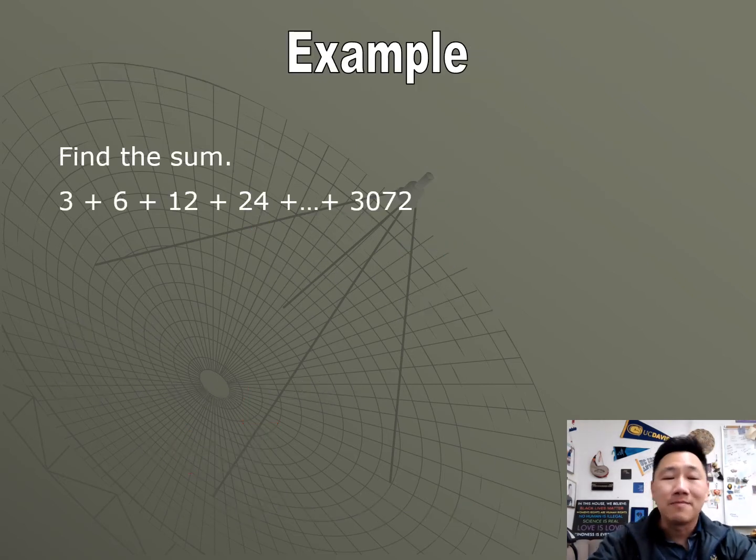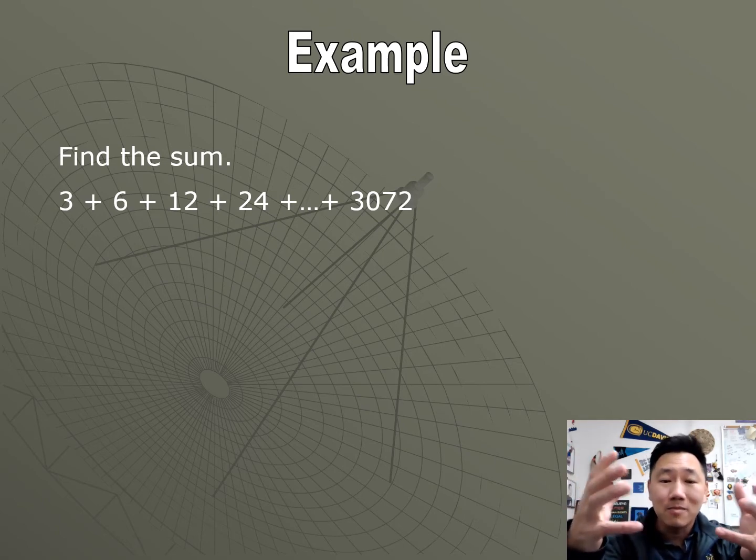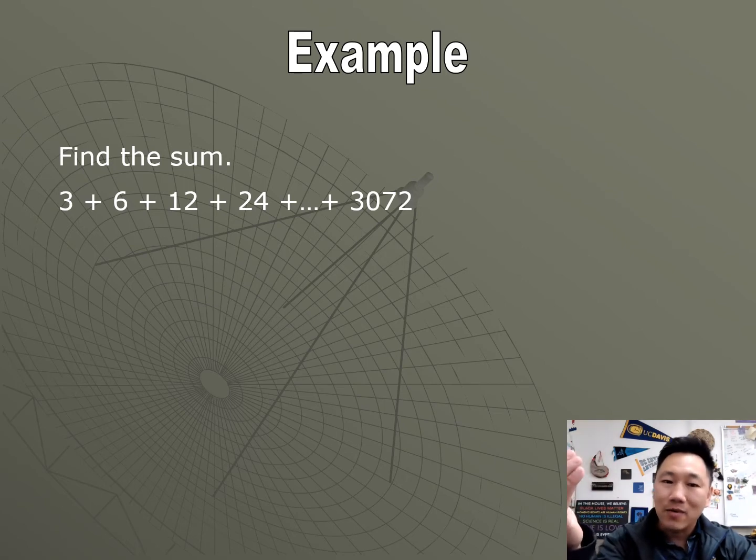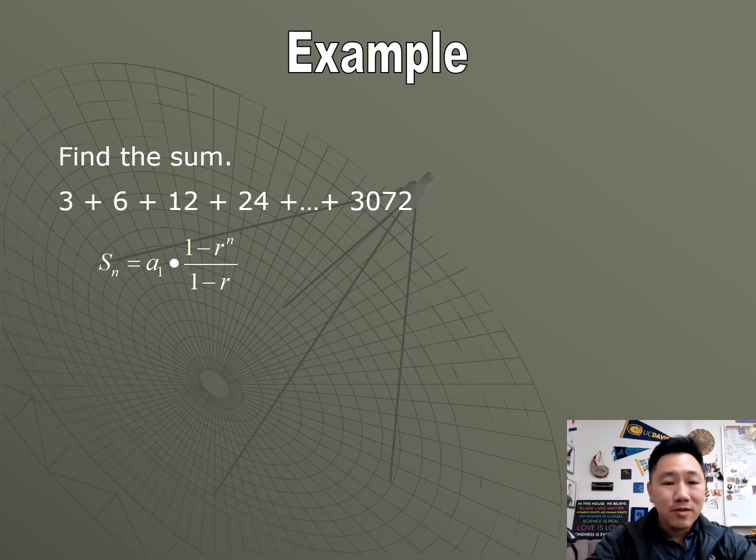Here's another example. 3, 6, 12, 24, dot, dot, dot. Oh, that dot, dot, dot is going to be a little bit tricky because I don't know how many terms are in there. And then I guess the last one I want you to add up is 3,072. All right, so there's the formula to add them all up. We do know the first term. It's 3. We do know r for both of them. It's multiplying by 2 every single time, so r is 2.